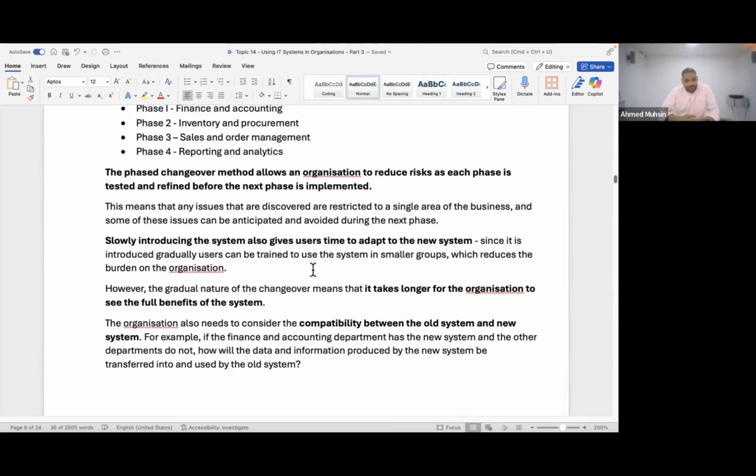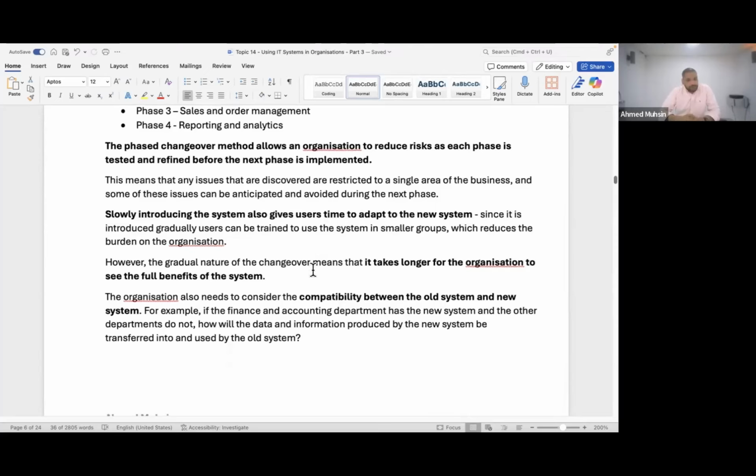Then, guys, we have another problem, compatibility problem. When you go with phase changeover, one department is using new system. All the other departments are using old system. Now, generally in an organization, all departments should be able to talk to each other and work with each other, right? So when one department is using a new system and all the others are using an old system, you can sometimes have compatibility issues. The new system does not communicate with the old system. The new system file formats do not work on the old system file formats. Sometimes these problems can come up.